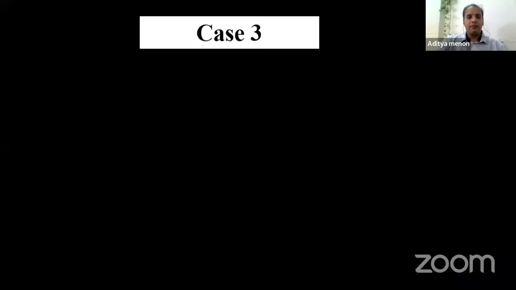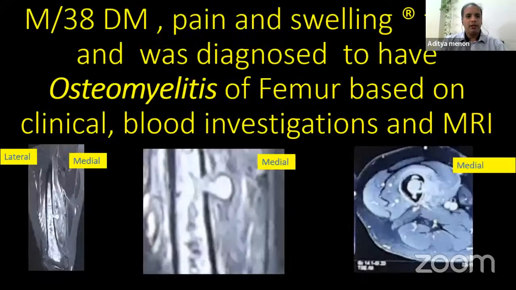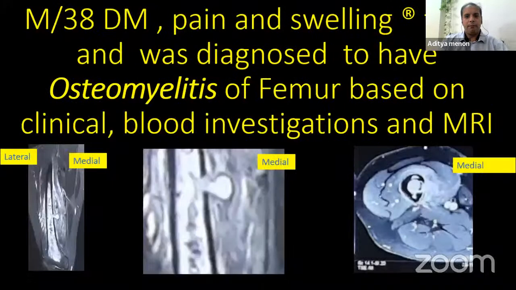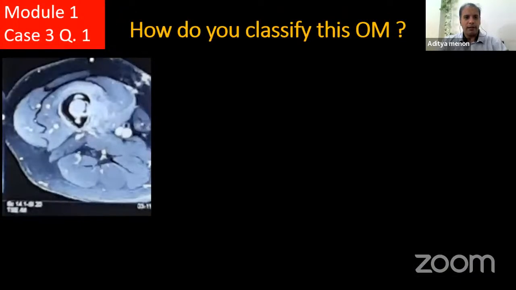So this was the third case, which was sent as a questionnaire in the Google Sheet as well. A 38-year-old male, diabetic, presenting with pain and swelling in the thigh, was diagnosed to have osteomyelitis of the femur based on clinical, radiological, and blood parameters. You can clearly see hyperintense signals in the medullary canal on T2 images with a soft tissue collection. There was a cloaca breaking out from the medullary canal into the soft tissue. Clearly a case of osteomyelitis with an abscess.